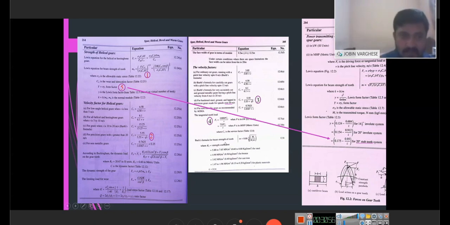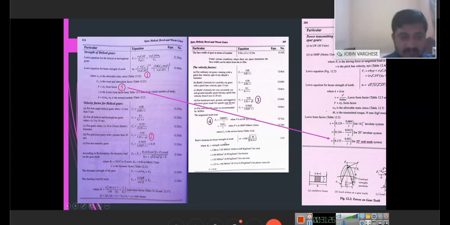In this case, first we have to go to the part where CV is given. CV is for precision gears with velocity greater than 20 meter per second. So the velocity is greater than this, so we have taken this equation from 12.25. Then we go to 3. This is what I've said. We have used the same thing.